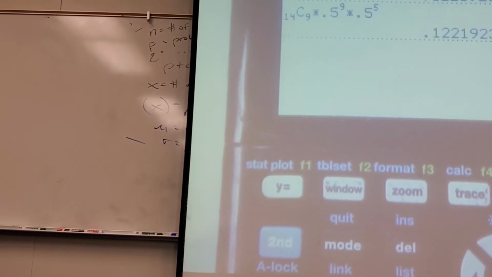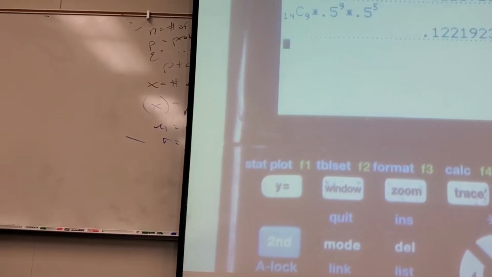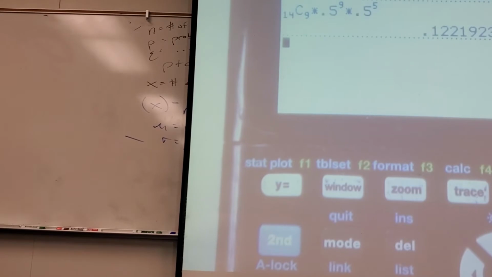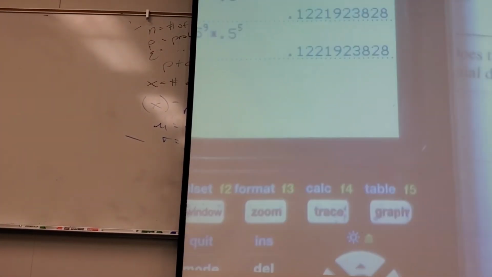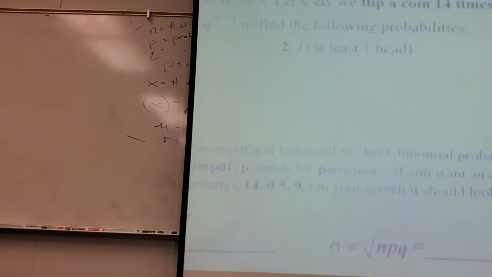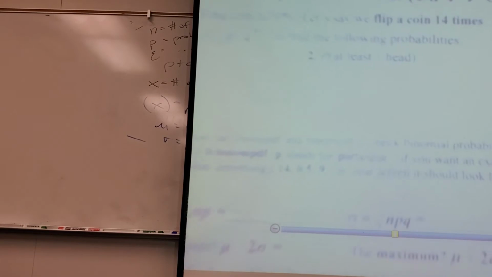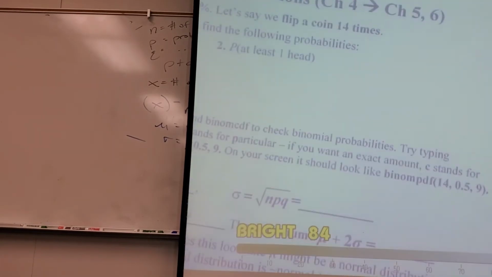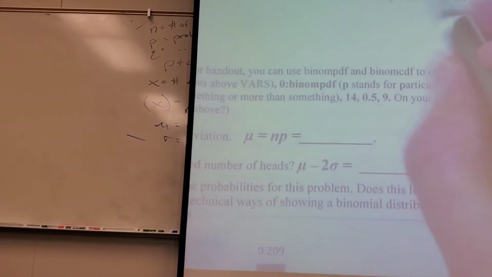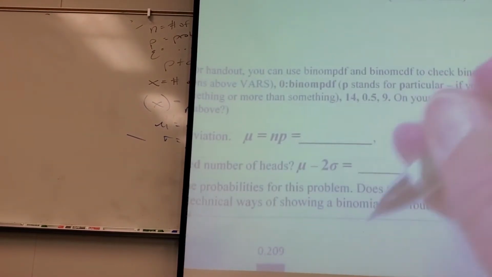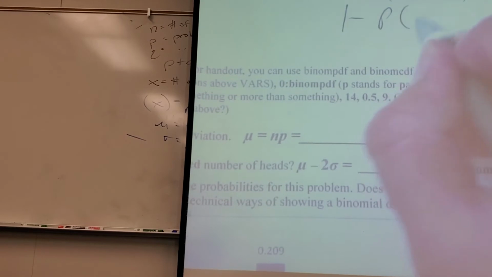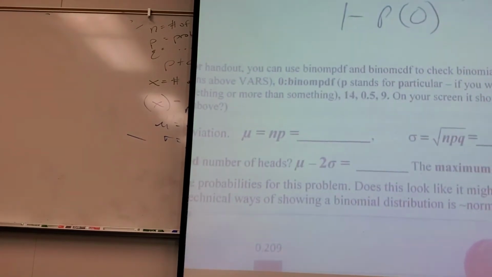Okay, I like it. So how do I do part B, or number 2? Still 1 minus that? No. What's probably at least 1? It's 1 minus what? 0 success. You can do it, Jeff. It's a technology day. This is awesome. Okay. Yeah, probably at least one head is 1 minus the probability of 0 success. Yeah, that's right. 1 minus probably none.